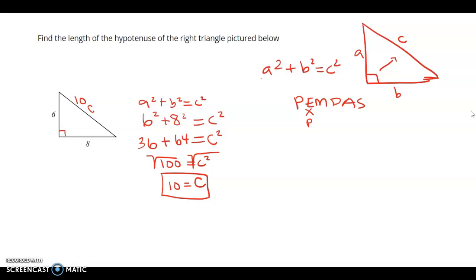So yeah, just make sure you remember A squared plus B squared equals C squared. Make sure you have the correct side as the hypotenuse, and then use order of operations when you're solving.